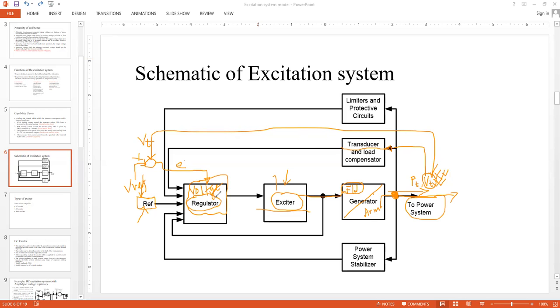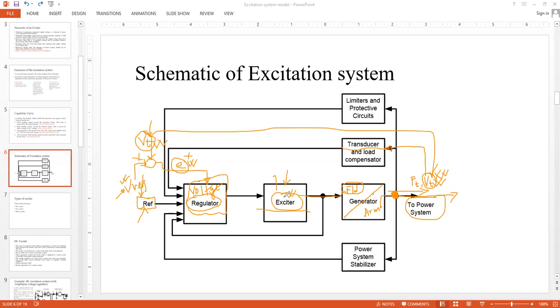So one of its jobs is to basically take care of this error, and initiate some signal to excite or to energize this exciter more or less, depending on the deviation, depending on the error. If the error is plus, means what? Remember VREF is constant. So if the error is positive, that means VT is less than the reference set point. So then what do you have to do? Can anyone mention? If VT is less than VREF, then E is positive.